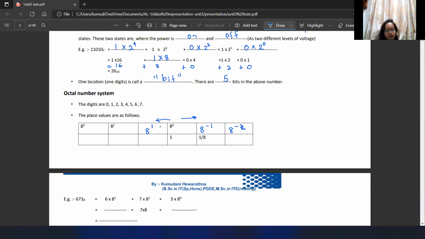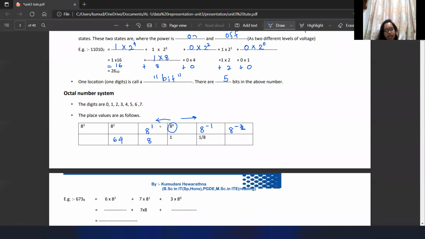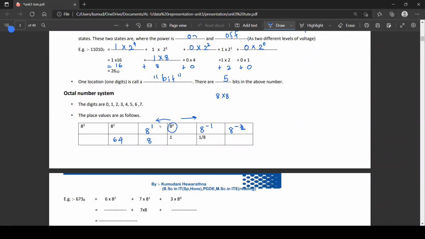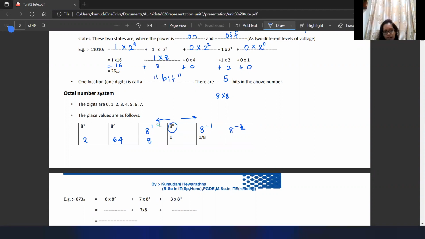Then the values. 8 to the power 0 is 1. 8 to the power 1, how much? 8. 8 to the power 2? 64. That means 8 into 8. 8 to the power 3? 512. That means you have to multiply 8 three times. 8 into 8 is 64. 64 into 8 is 512.